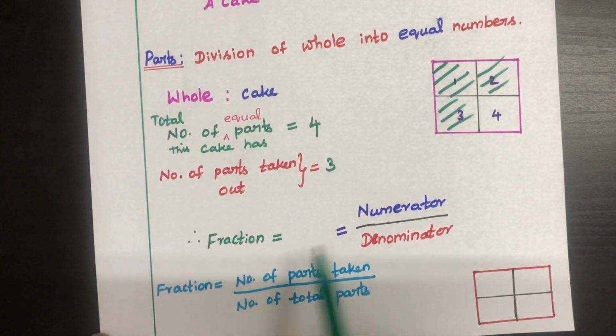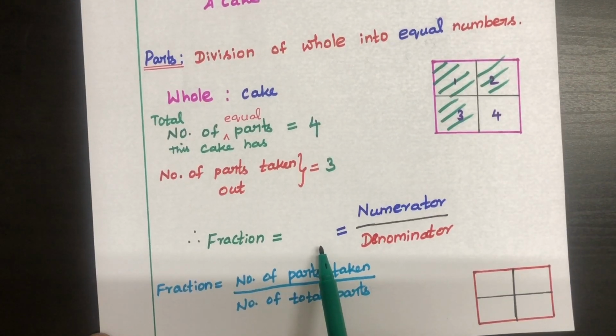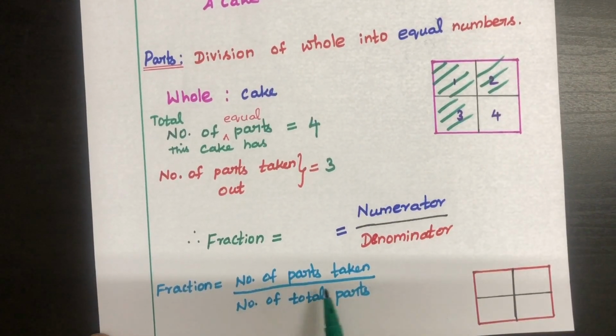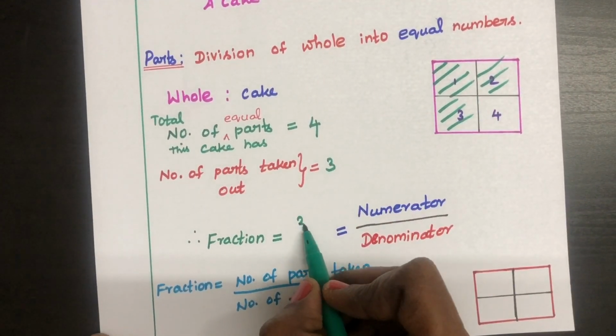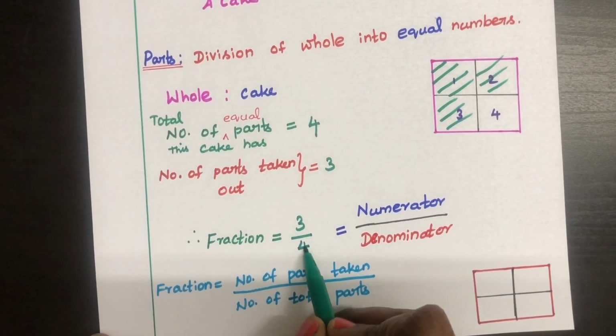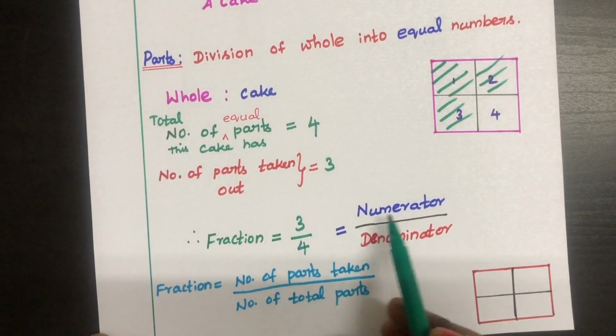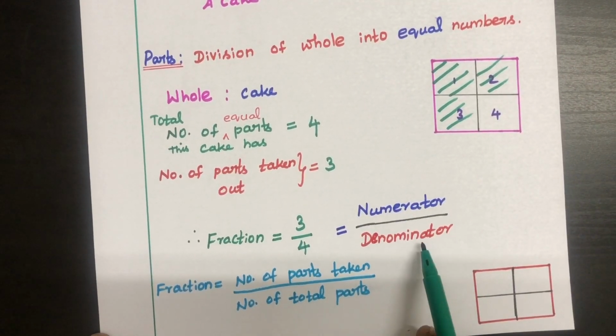See here, the fraction is equal to what? Number of parts taken divided by total number of parts. So, number of parts taken is 3. Total number of parts is 4. So, 3 by 4. This is the fraction we are getting here. This 3 is the numerator, 4 is the denominator.